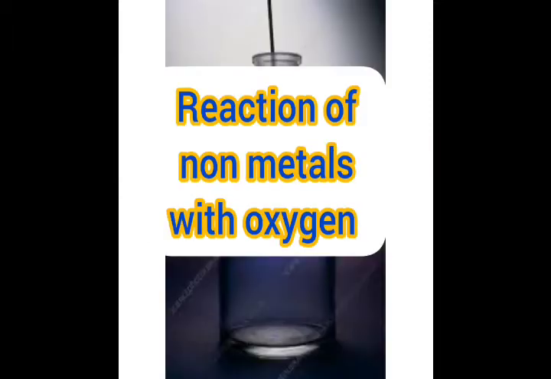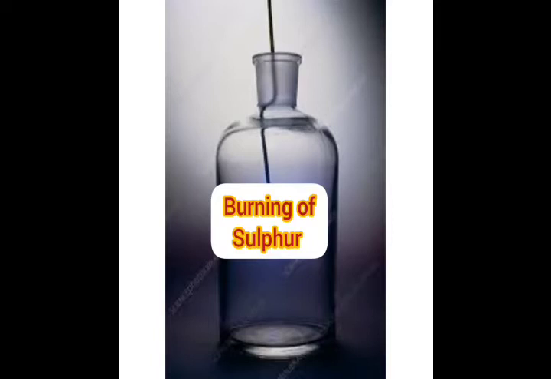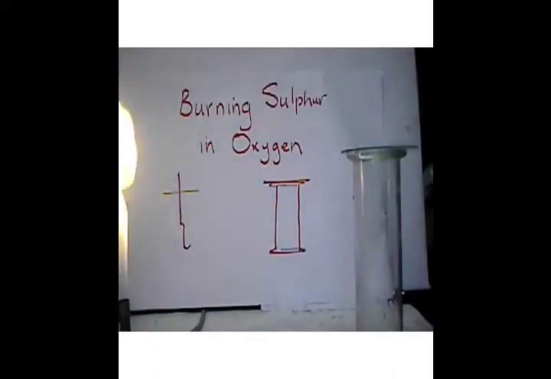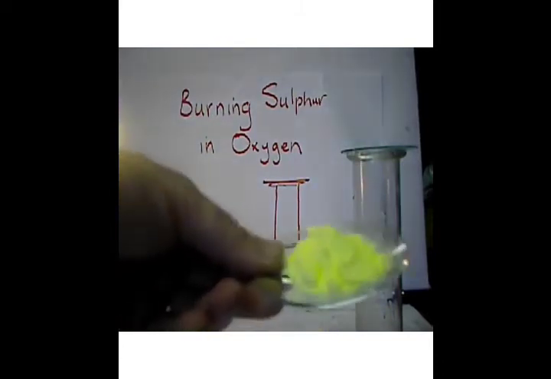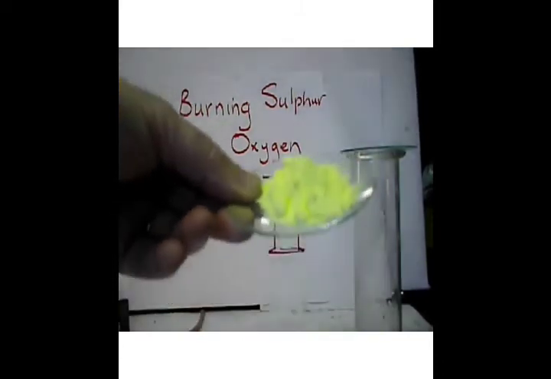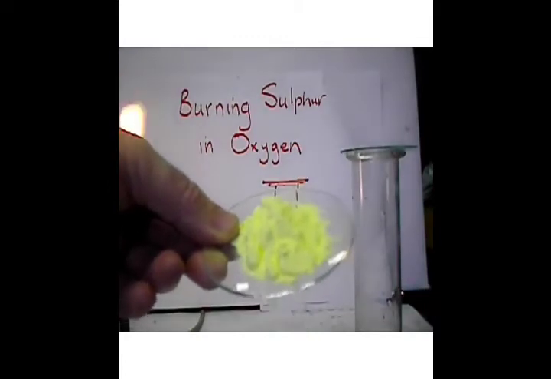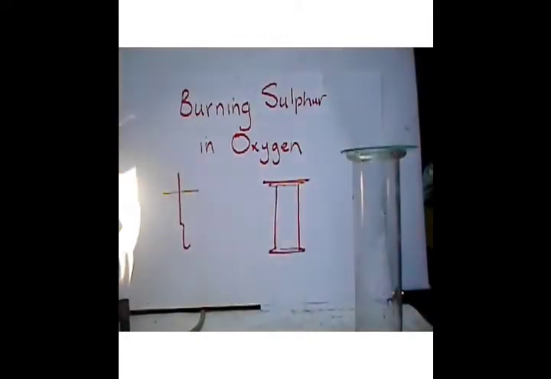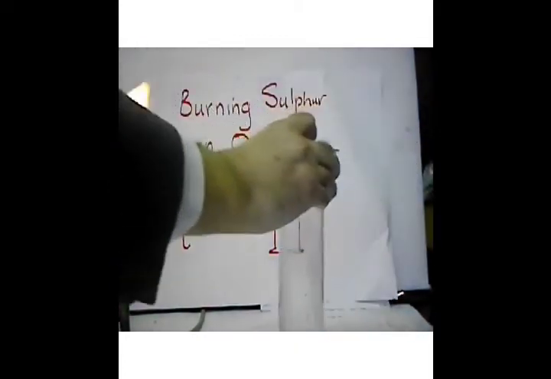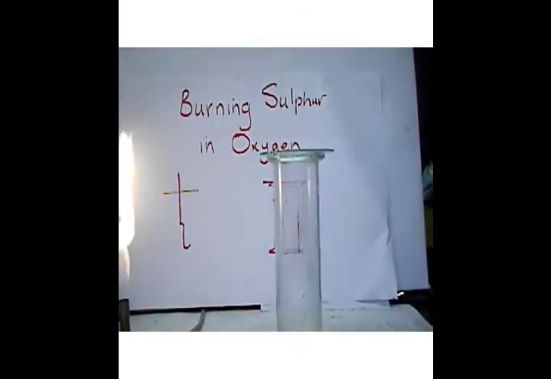Now let's move on to the reaction of non-metals. Burning of sulfur, the same activity which is there in your textbook. Here is the sulfur powder. Sulfur is a non-metal. Take the sulfur powder and a closed jar, and add the sulfur powder into the closed jar.